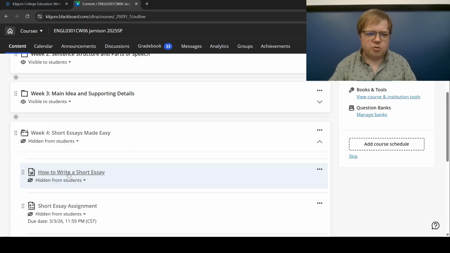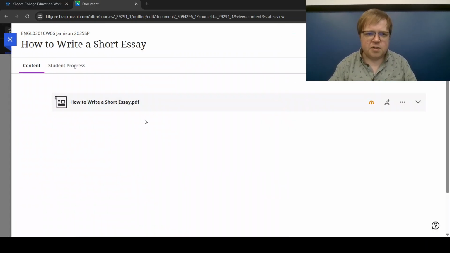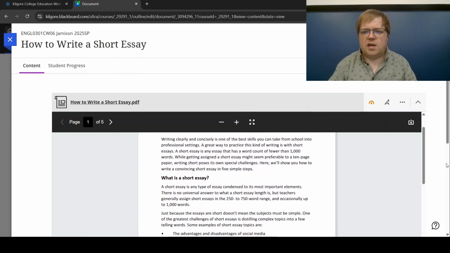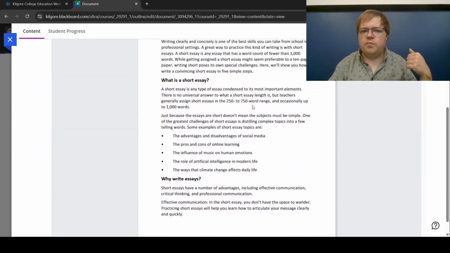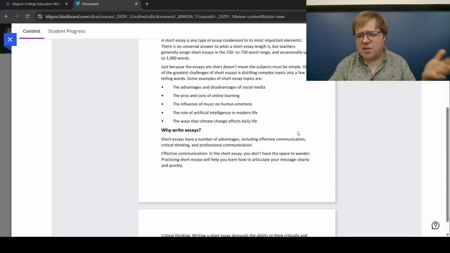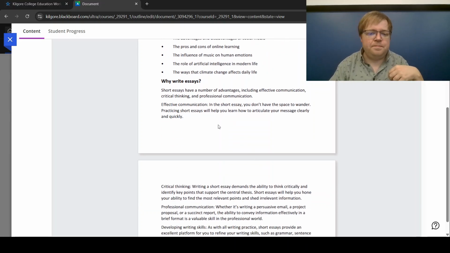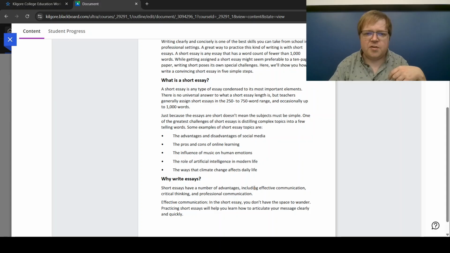First part here is a short reading, and if you open this up, it's a PDF, and it just goes through some of the steps of how to write an essay like this, why we write these essays, and I've talked about this before. You're writing them because it helps reinforce your learning and helps to get you to retain information, and because it models the process of learning. So it's going to talk about some of that here.